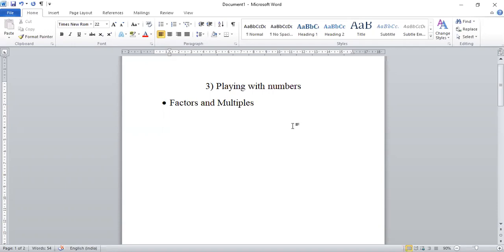Okay, so let's consider a number 10. How do we write the number 10? We can write it as 2 into 5, because it comes in these tables. So 2 and 5 are the factors of 10. Yes, these are the factors of 10.